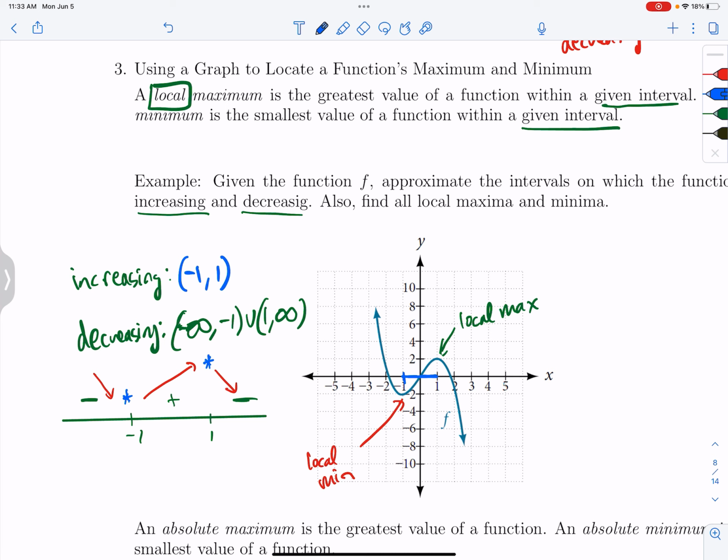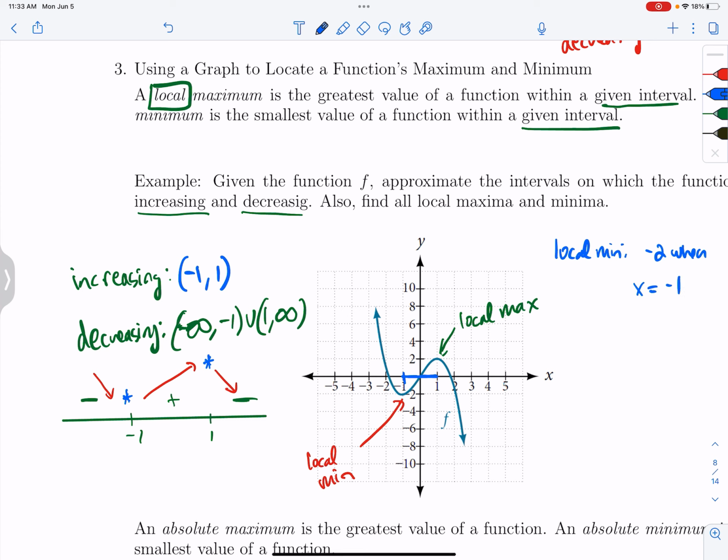So again, where we go from decreasing to increasing, that's a minimum. Increasing to decreasing is a maximum. So we would say the local min is, we want to know what is the value at that minimum. And so what we see is at the dip is -2. It's when the value of the function is -2, and that occurs when x is -1. So the local min is -2 when x is equal to -1.